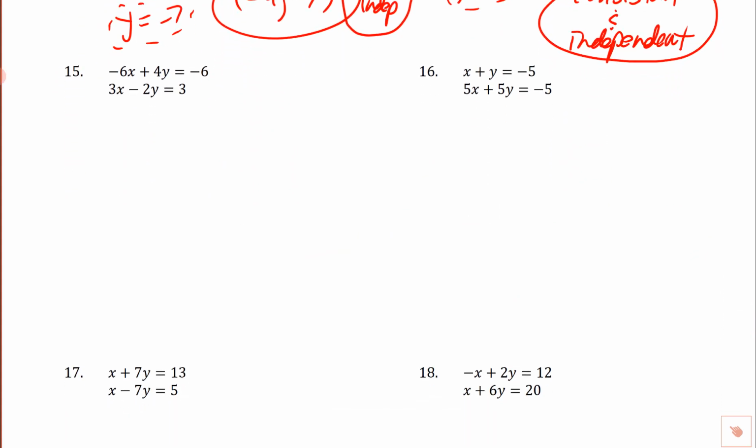Okay, let's take a look at number 15. Let's see, I'm thinking this one's going to look good for elimination.